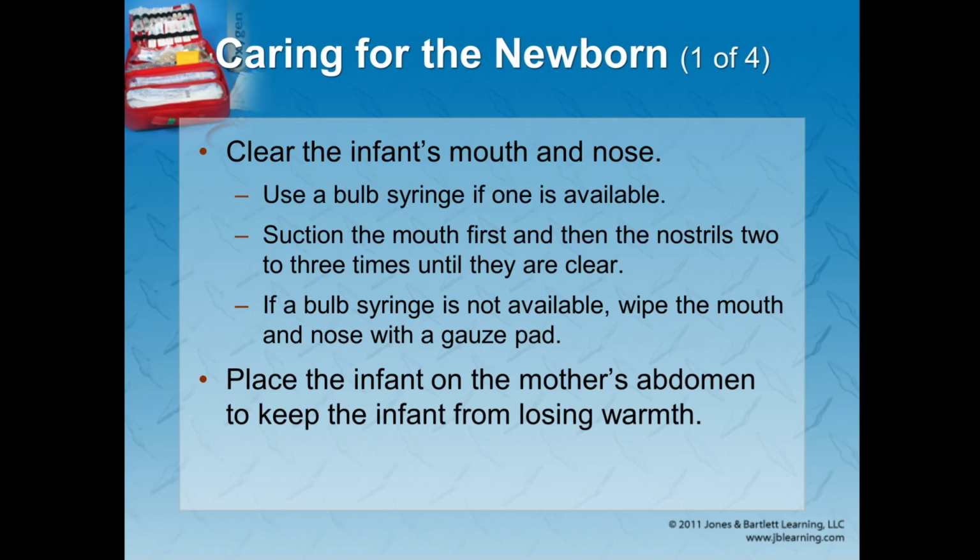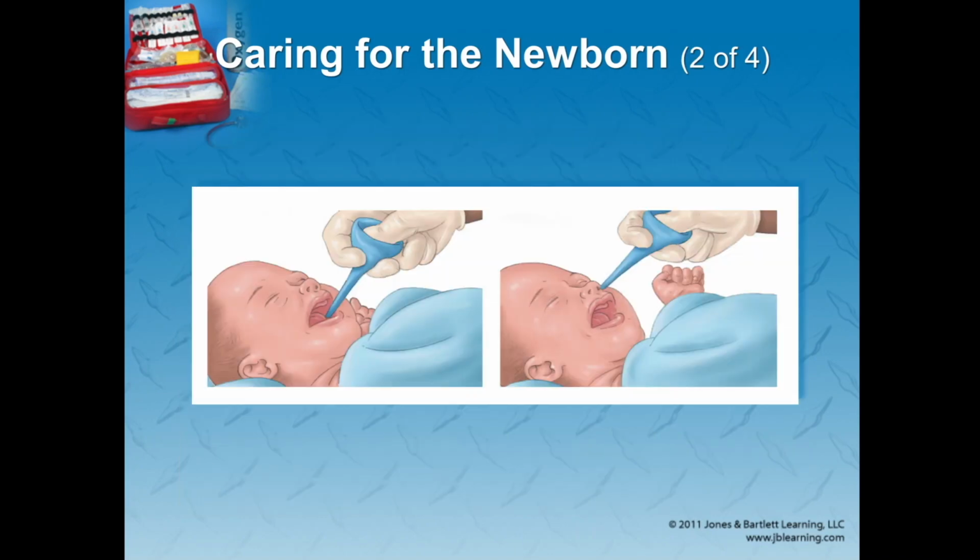So if the bulb syringe in your obstetric kit is not available, or you misplace it or something like that, wipe out the mouth and nose with a gauze pad, which is also in your obstetric kit. Then we're going to want to place the infant on the mother's abdomen to keep the infant from losing warmth. That's to be said that the infant is now breathing adequately on their own. So here we have a diagram of using that bulb syringe in your kit, suctioning the mouth and then the nose.